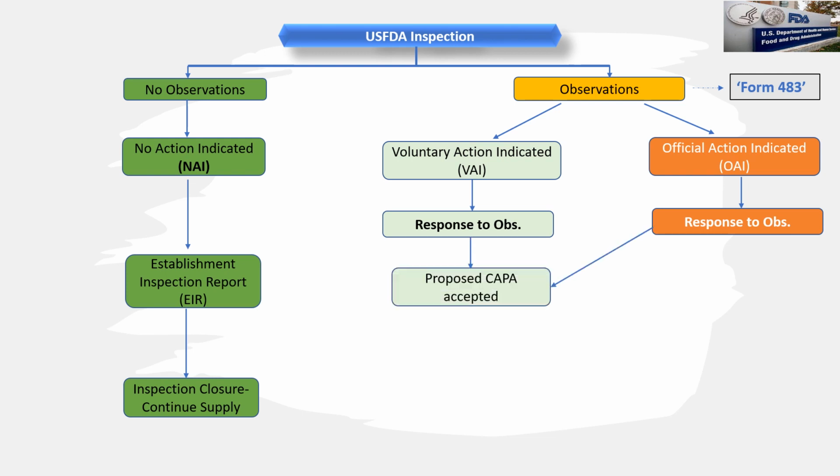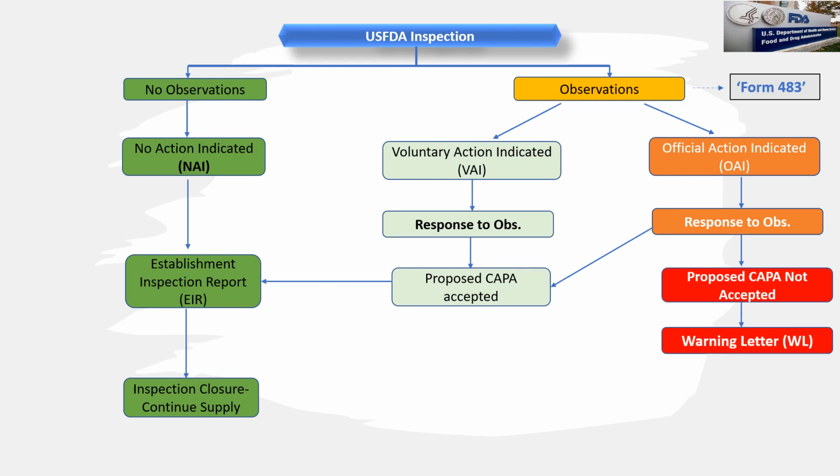Okay, so once the firm responds to the observation, and if the proposed CAPAs provided in the response are accepted by the USFDA and they are thorough enough, then the USFDA follows with establishment inspection report issuance and closure of the inspection. However, in the case of official action indicated, usually if the response is not accepted and the proposed CAPAs are not accepted by the USFDA, then it issues the warning letter.